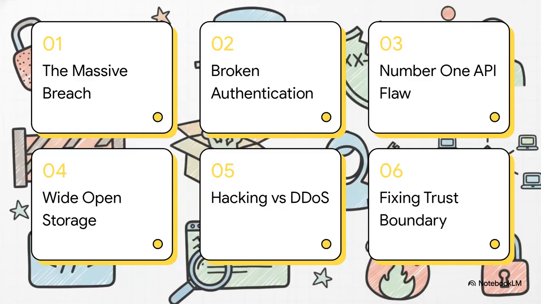Now, what's really interesting is the exact path the attackers took through the system. Here is our roadmap for today. We're going to cover: 1, the massive breach; 2, broken front door authentication; 3, the number one API flaw; 4, wide open cloud storage; 5, hacking versus denial of service; and finally, fixing the trust boundary.